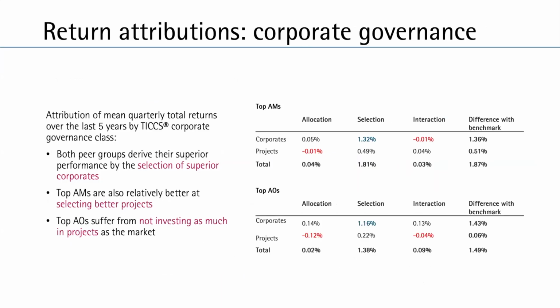Looking at the attribution exercise now, here we notice a similar storyline, that most of the outperformance is driven by selection of assets. But the key thing here is there are only two types, and corporates drive a much stronger effect for top asset owners, whereas top asset managers also have effects from both corporates as well as project selection of assets. And a thing to note here is the top asset owners have an underperformance due to underexposure to projects. They have a negative 0.12% of return difference against the benchmark.